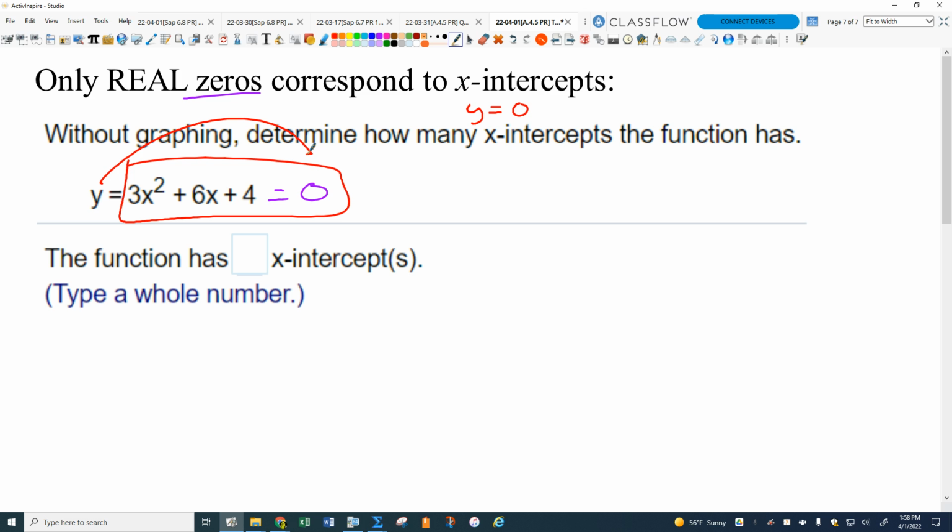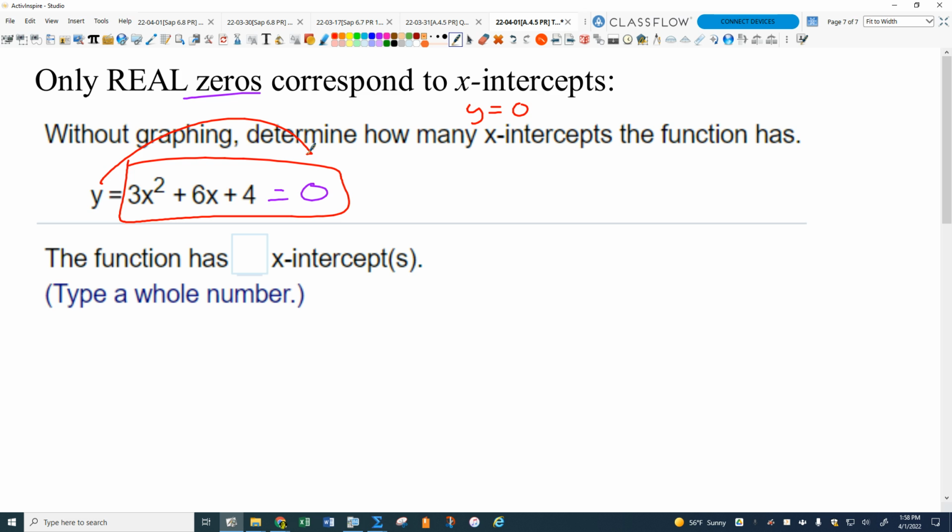Right? Now, when are we going to get x-intercepts? Well, we're going to get x-intercepts only when we get real x values from this equation that we could graph on an xy plane. If I get imaginary solutions, how am I going to graph that, right? When y is 0, if I got something like x equals 2 plus i and 2 minus i, how are you going to graph those on the x-axis? You can't, right? And so we only get x-intercepts from real zeros. So really, this is just a discriminant question, isn't it?